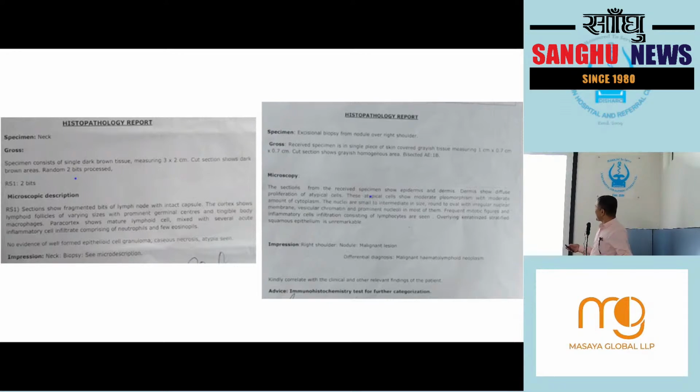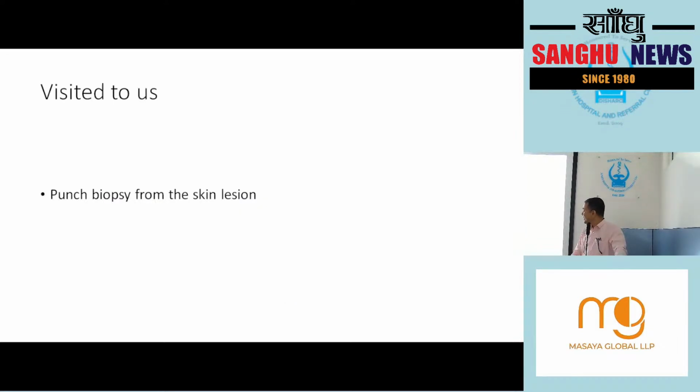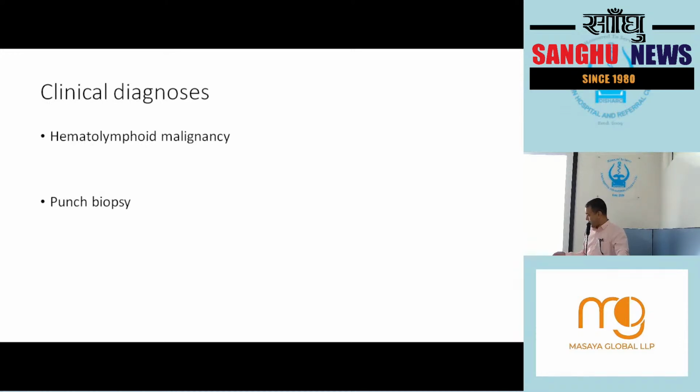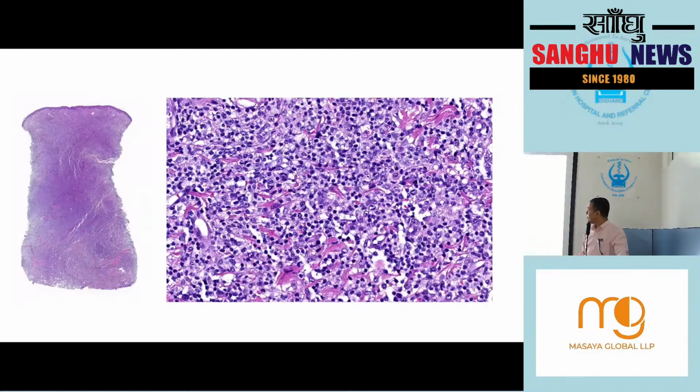And a skin biopsy was done. The skin is reported as a malignant hematolymphoid neoplasm. Malignant is a very vague term. I have shown you a book also on hematolymphoid neoplasm. Okay. This patient then visited us once the biopsy was taken, with a clinical diagnosis of this hematolymphoid malignancy.